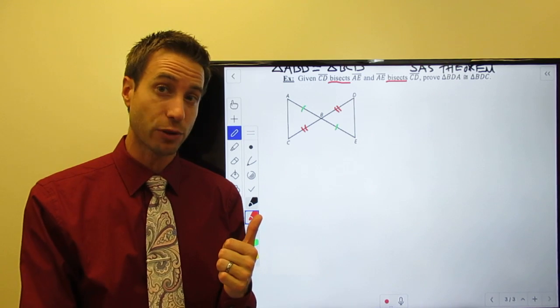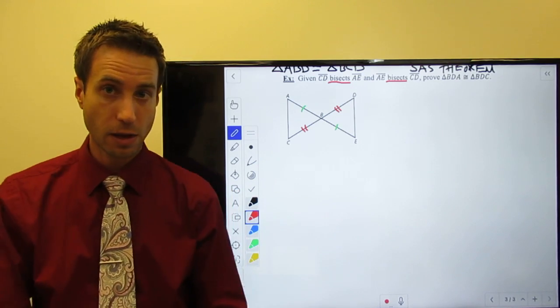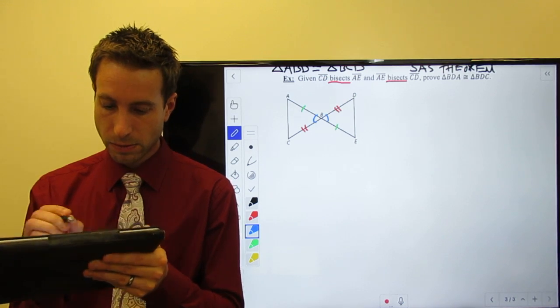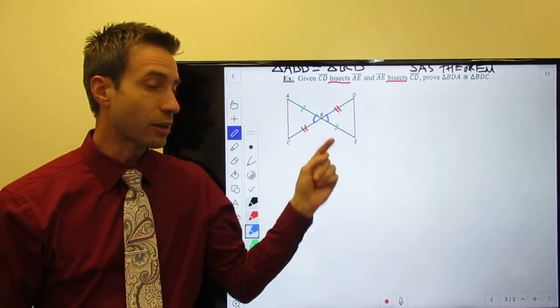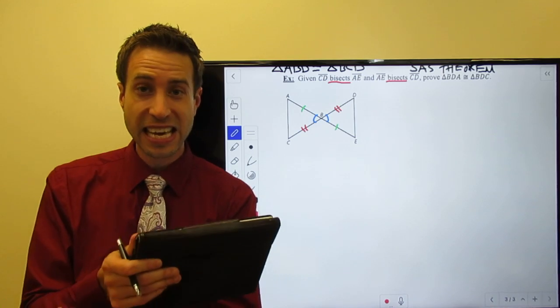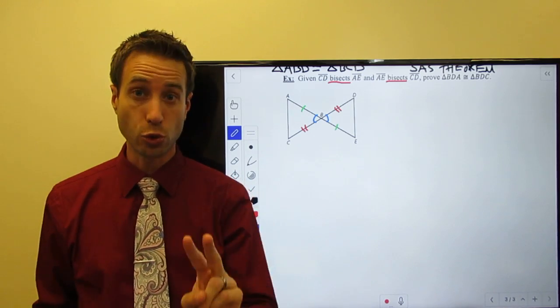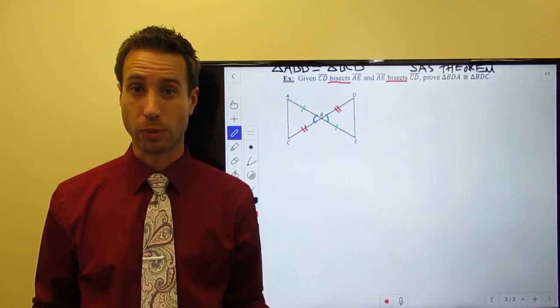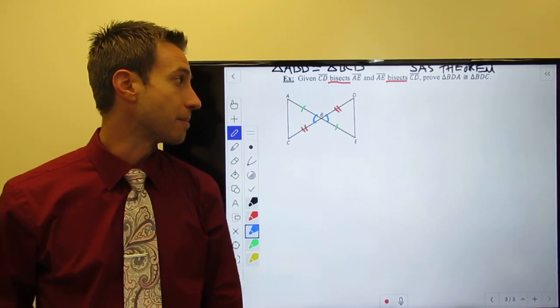And hopefully you recognize it right away. We've seen this several times before. Vertical angles. Those are vertical angles. Anytime you have intersecting lines will create two pairs of vertical angles. Vertical angles are angles that are congruent. They have the exact same measure.